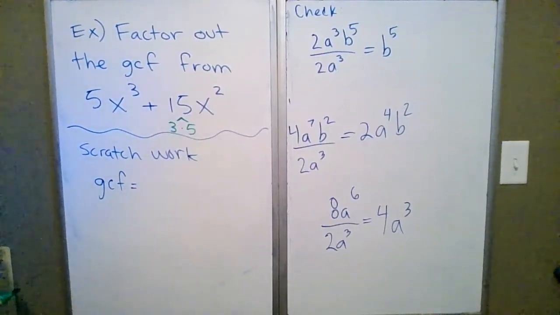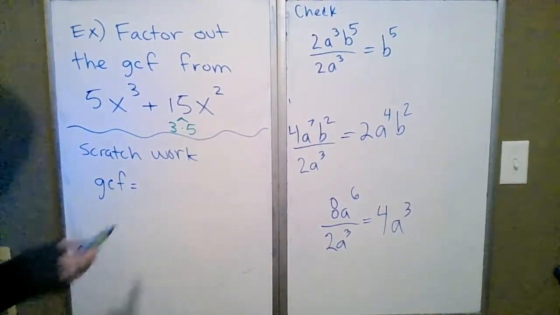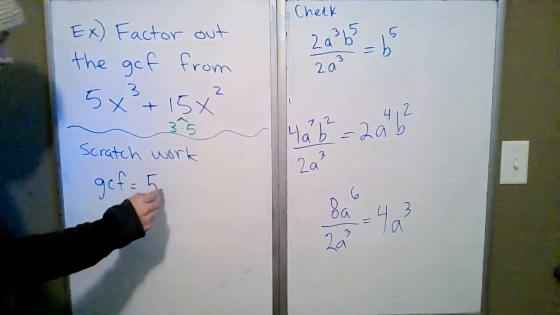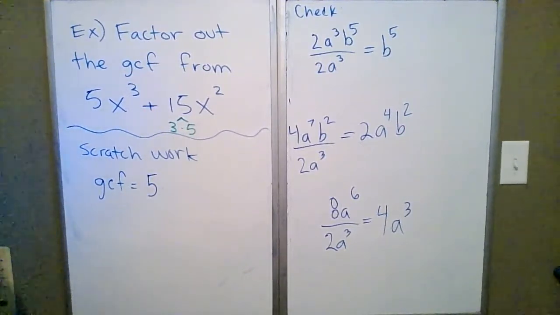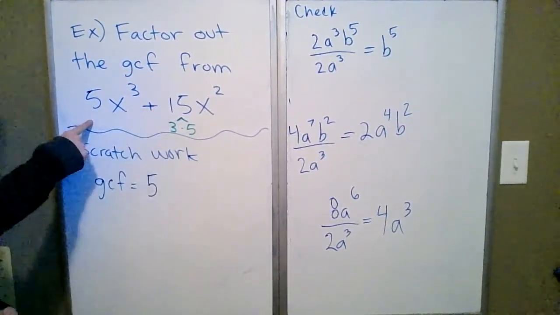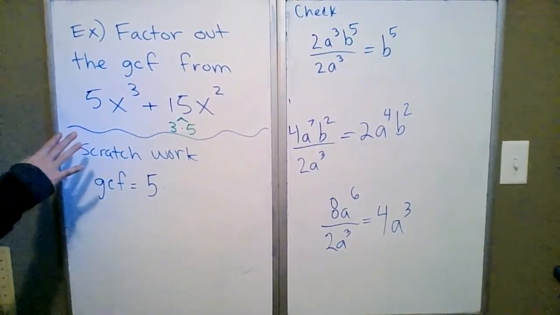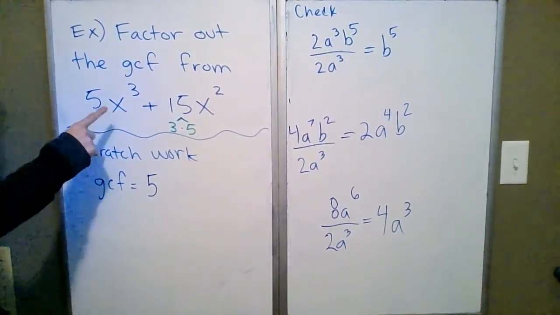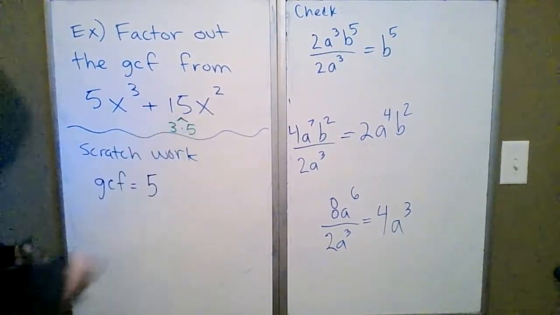So for the number part, you do have 5 common to both terms, and the least you have of 5 is just one of them. Okay, there's a 3 in this term, but there's no 3 over here, so we're not going to use 3. For x, use the smallest power, x squared.